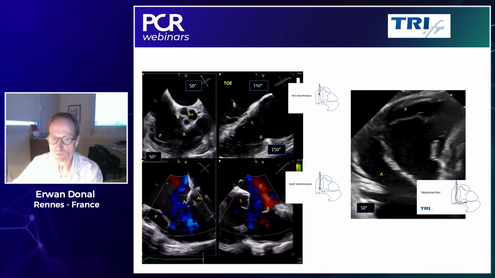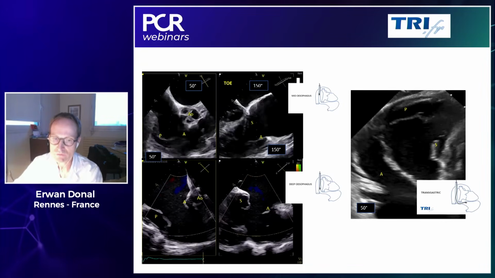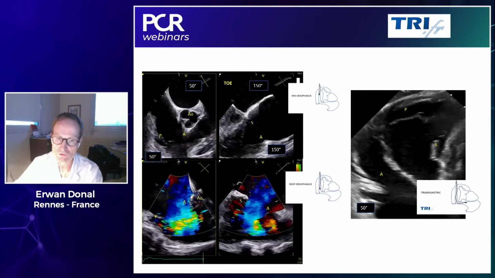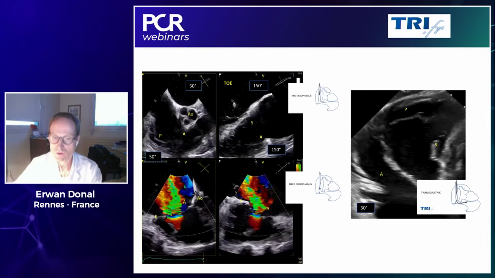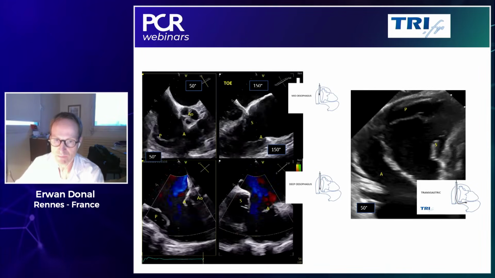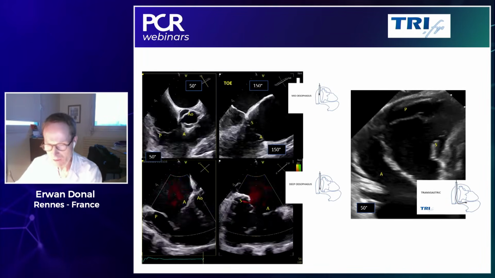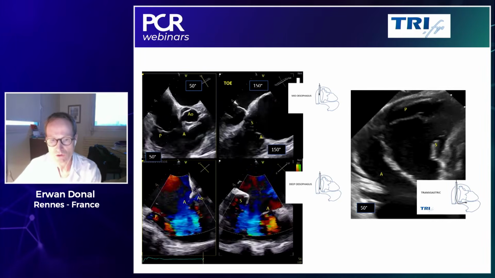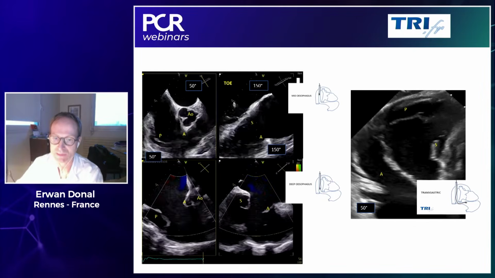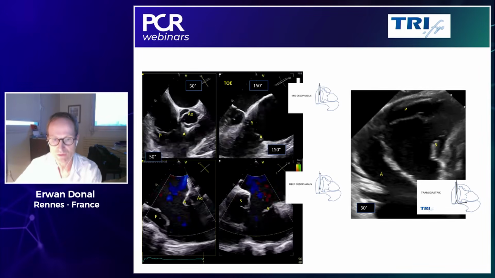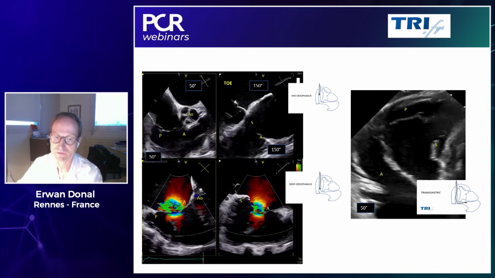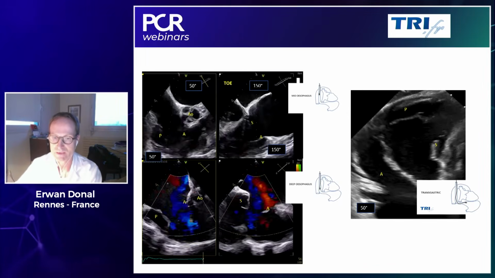TEE, it's quite important. It has been said, but I want to emphasize that we have to use very specific views. And actually, we use the transesophageal view with the biplane mode and the 3D mode. And also, we really have to use the deep transesophageal view, because this deep transesophageal view is crucial to best see the leaflets and the gap between these leaflets.